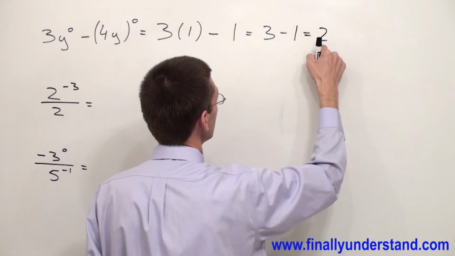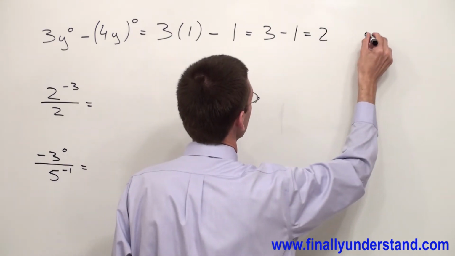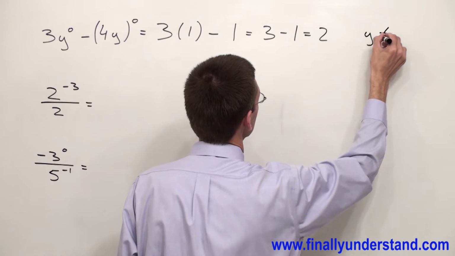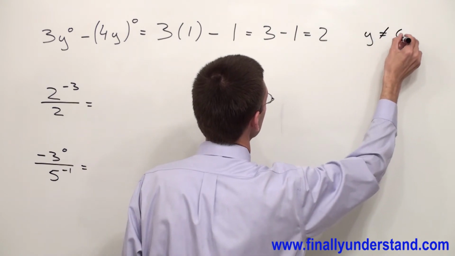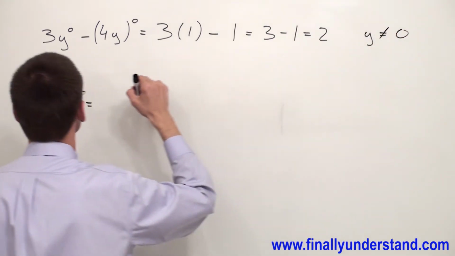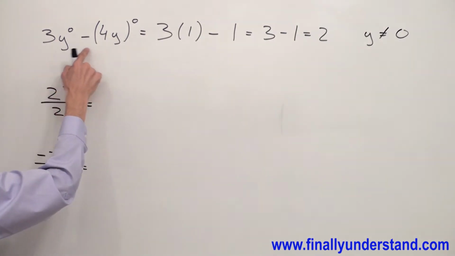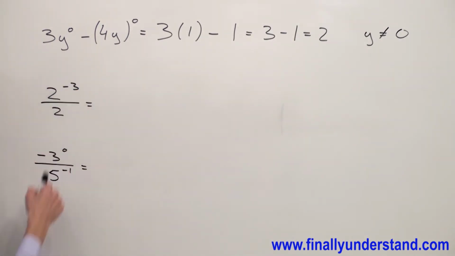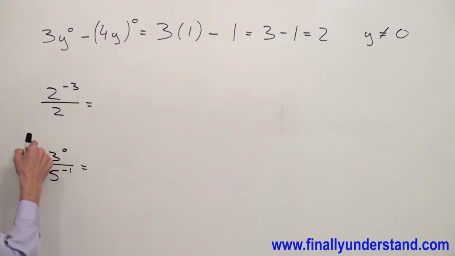This is equal to 2 if y is not equal to 0. Okay, so make sure that y is never going to be equal 0. Now, let's take a look at this example.